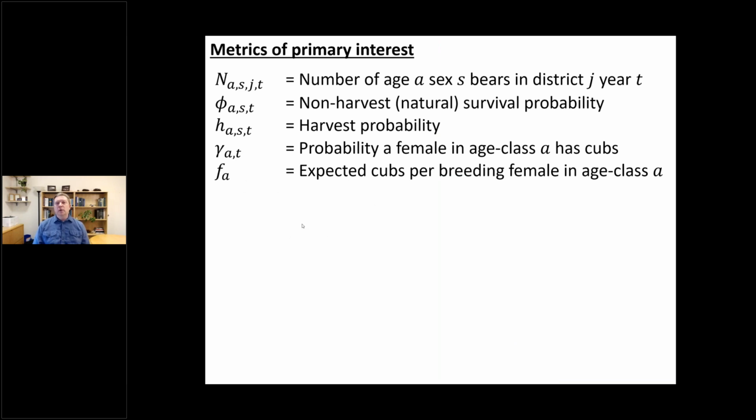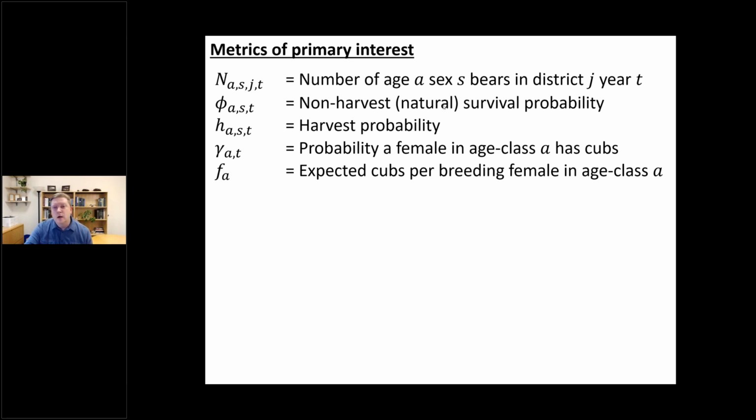So going back to working with the state agency and asking what are the primary metrics of interest that we really want to tease apart from this model, the big one is the abundance, A sub A,S,J,T, which is the number of age A, sex S bears in management district J in year T. And it may not always be this detailed that we want the information in. Instead, we want to sum across things like management districts to get statewide estimates, and sum across sexes and age classes to get total estimated abundance.